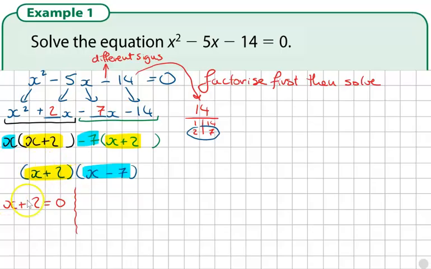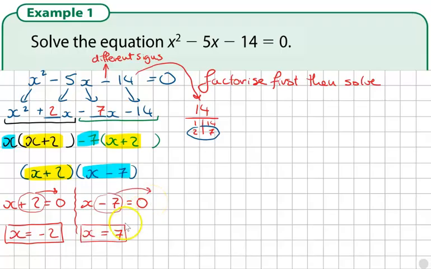So x plus 2 is equal to 0. The 2 comes over the equal sign and becomes minus 2. So x is equal to minus 2. And then likewise, we let x minus 7 equal to 0. The minus 7 comes over the equal sign, and we get x equal to positive 7.